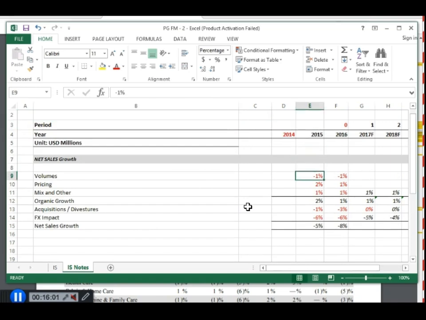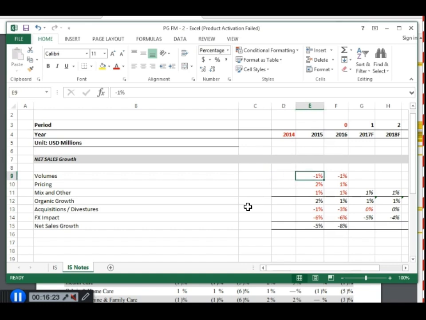So this is my current picture, 15 and 16. Now the next step is that I need to forecast it for the future, because in order to arrive at total sales growth, organic sales growth, and net sales growth, I need to have a forecast of all these percentages. So starting with the first one, I need to forecast volume.